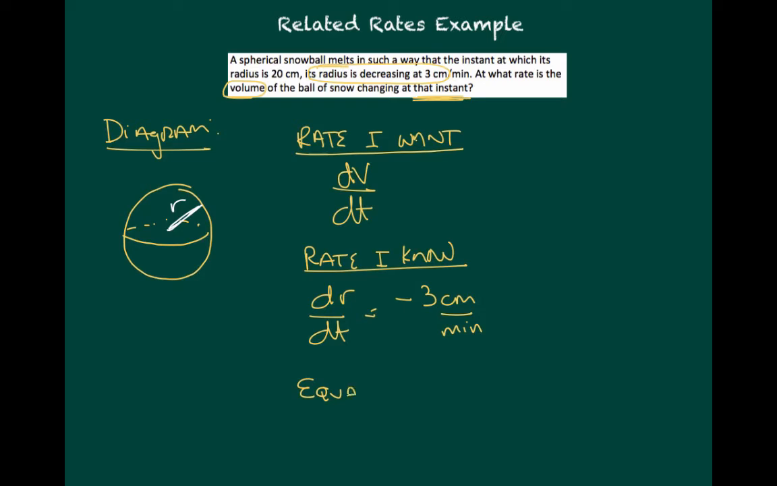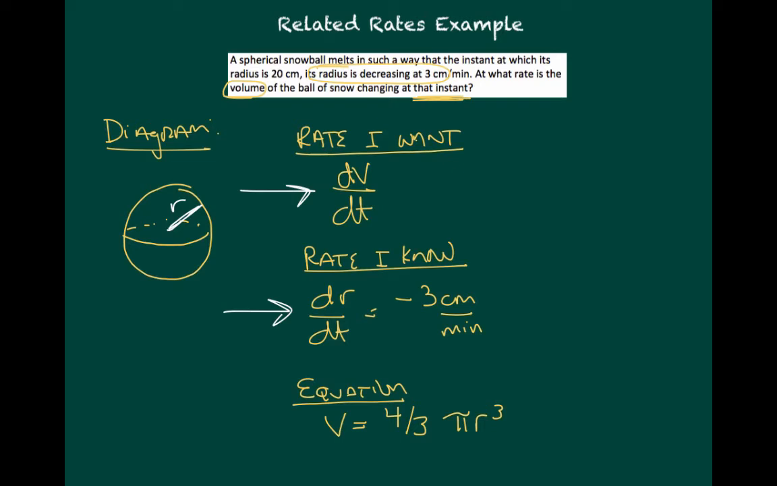The last thing I like to write down is the equation. Any old equation will do that relates both the volume and the radius. Why those two? Because I know the radius's rate, and I want the rate of change of the volume. So I need an equation that has volume in it and radius. Well, obviously that's going to be the volume of a sphere, which you may remember from geometry is V equals 4/3 pi r cubed. So in order to solve this, I'm going to take the derivative.